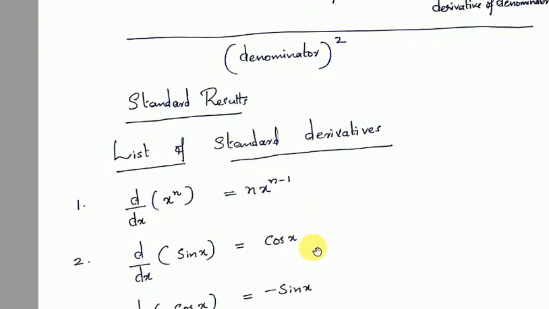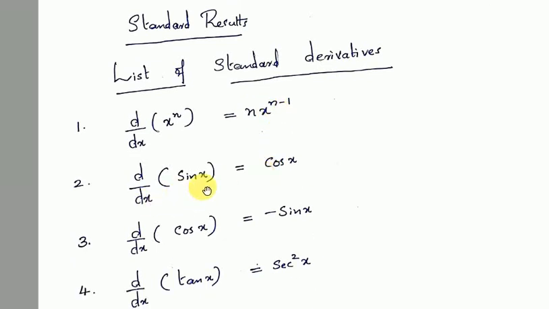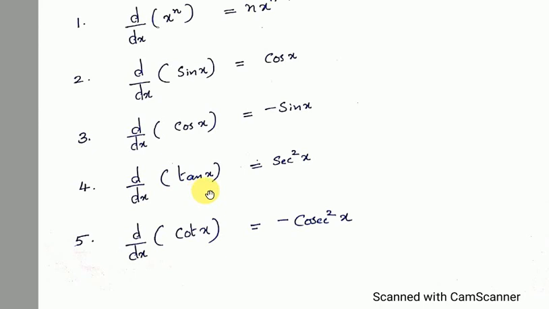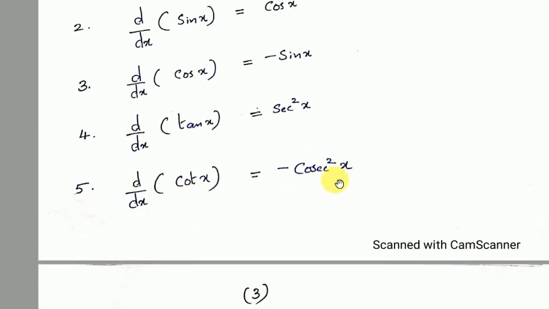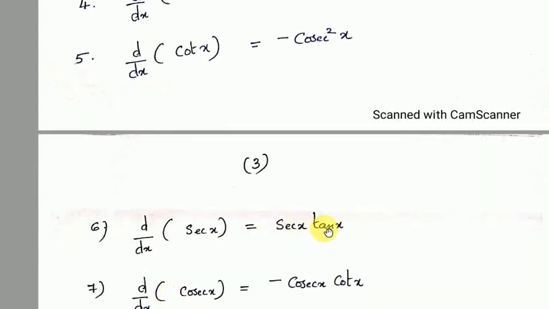Next we can see some standard derivatives. First one, d by dx of x raised to n equal n into x power n minus 1. D by dx of sin x equal cos x. D by dx of cos x equal minus sin x. Next, derivative of tan x equal sec square x. Derivative of cot x equal minus cosec square x. Derivative of sec x equal sec x tan x. Derivative of cosec x equal minus cosec x cot x.